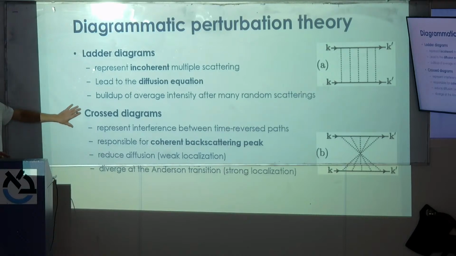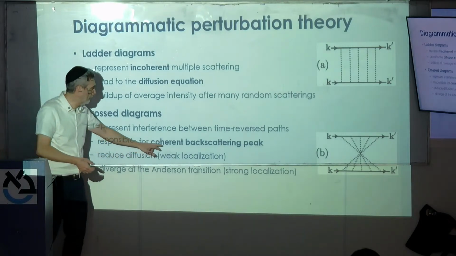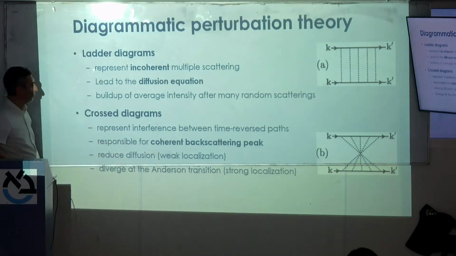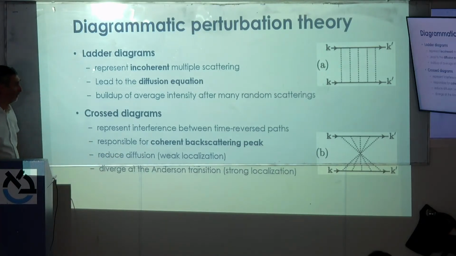Okay, so those are the terms that can actually dominate the expansion, and that's what people are looking for: the terms that cannot be neglected, and that will be responsible for some very important effects like the coherent backscattering peak that I will discuss later in this course. This is related to weak localization, and Anderson localization can only be described by those terms.